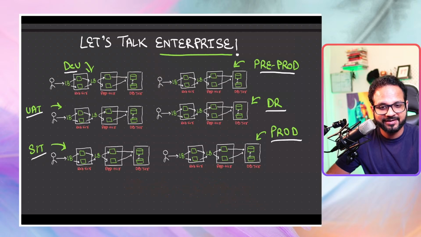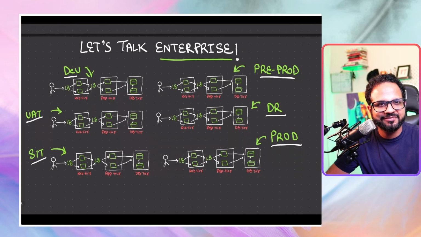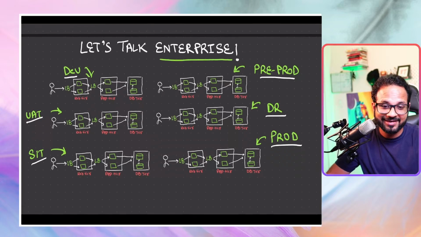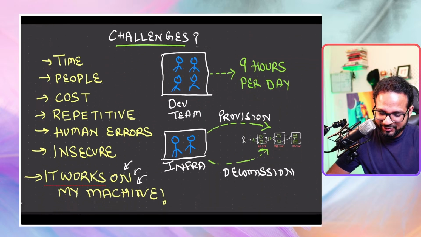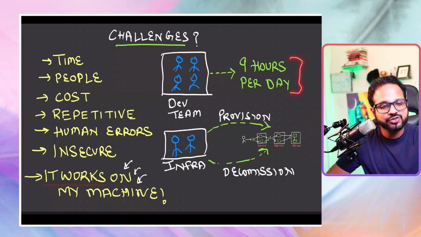But let's talk more about it, because we need to understand why we are actually using Terraform or infrastructure as code. So let's dig a little deeper into that. So there are more challenges to it. It's not just that. So let's say you have not a single person who is doing it, but you have a team, a couple of folks doing it. So it takes you 9 hours per day just to provision the infrastructure.